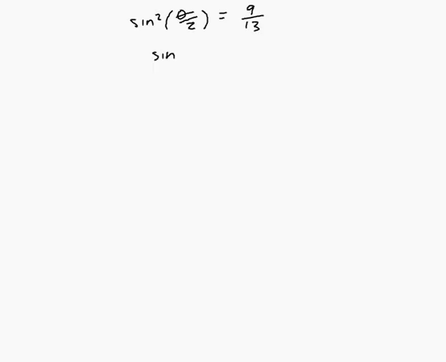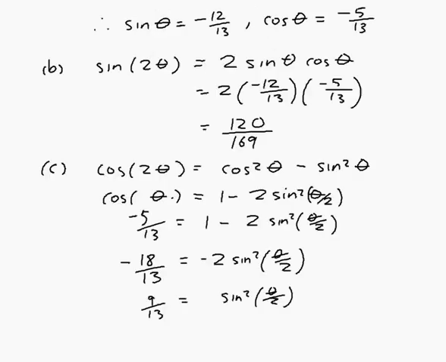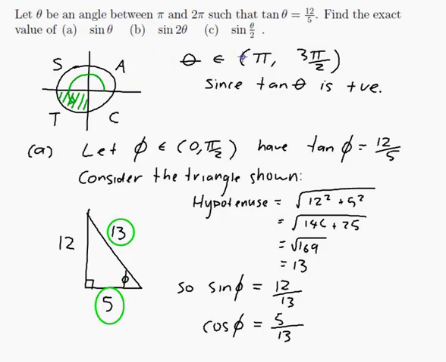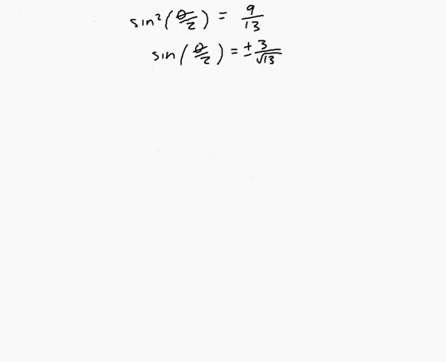So sine theta on 2 is equal to 3 on root 13, doing a square root of the top and the bottom. But I don't know whether it's plus or minus yet, and I'll need to figure out whether it's plus or minus based on where that angle is. So let's go back to the beginning and have a look. Well, if theta is between pi and 3 pi on 2, so in here, when I divide that angle in half, I'll get it between pi on 2 and 3 pi on 4. Let me write that down.